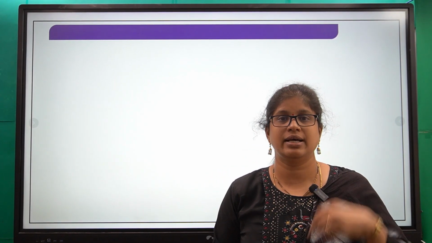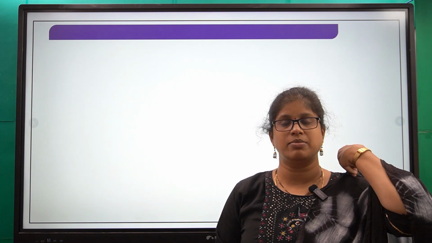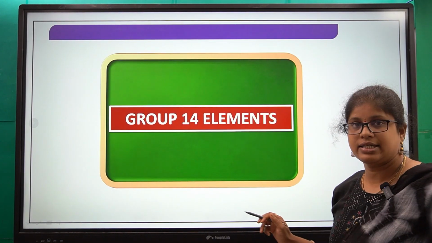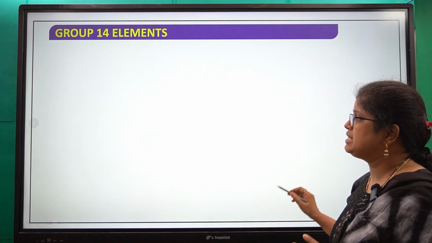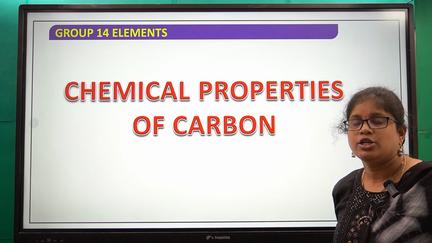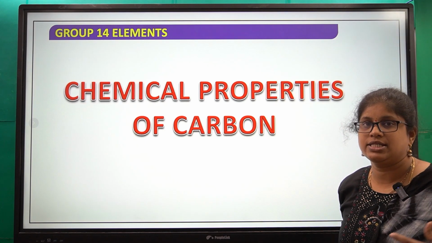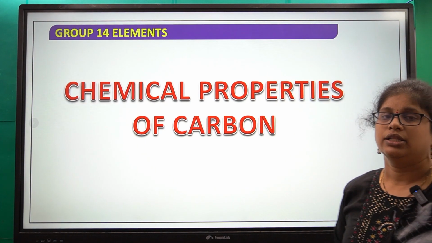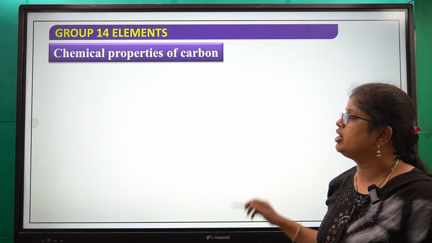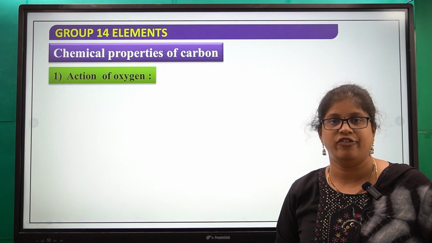In the previous class we discussed allotropic forms of carbon, right? So in today's class we will discuss group 14 elements, in that chemical properties of carbon. In which type of reactions carbon participates and the compounds formed by this. In that, first one, action of oxygen.